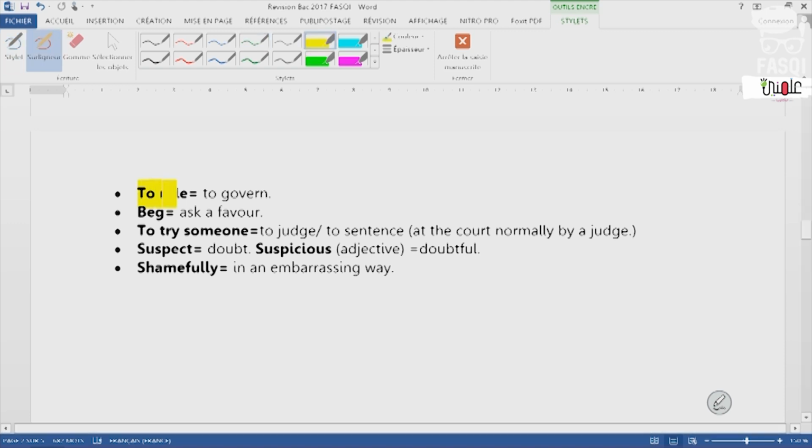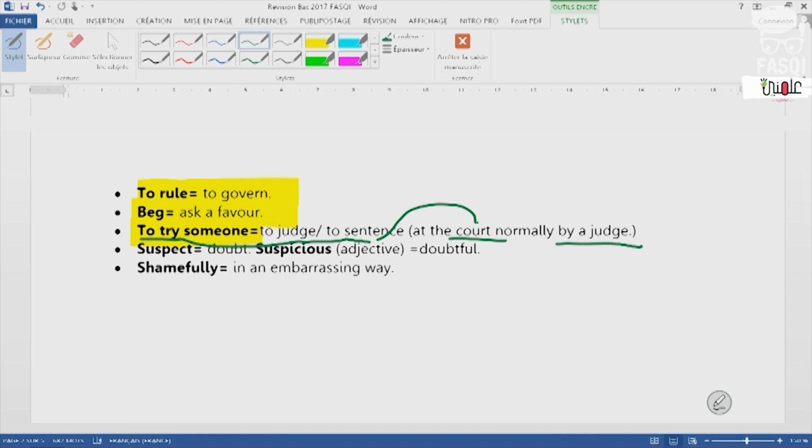Okay, all right. Then we enter Shakespeare and The Winter's Tale here, and they have the word, that's a verb, to rule, to govern, to beg, okay, beg you, to ask for a favor. Oh, here, pay attention with this word, to try someone, as Hermione was tried. Here, pay attention, in the context of a court by the judge, to judge, to sentence, all right. Pay attention for this word, because we have the verb to try, but here not in this context. Here it's at the court, at the tribunal, and also the same word here we have the word trial.